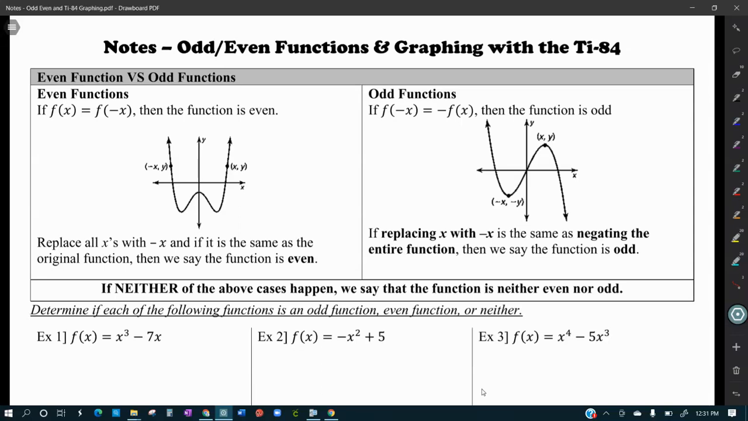Odd and even functions and graphing with the TI-84. Determining if a polynomial function is either odd or even depends on the way it is reflected. And so we're going to be dealing with function notation.